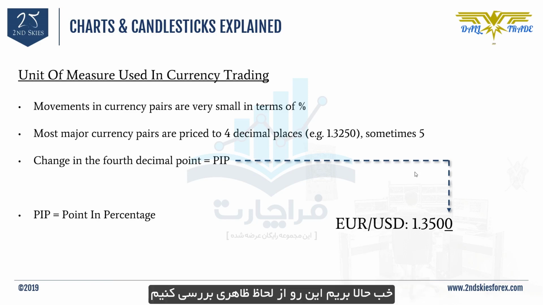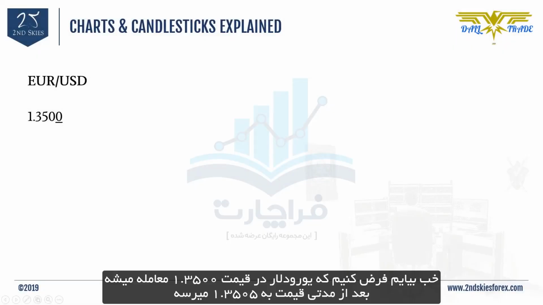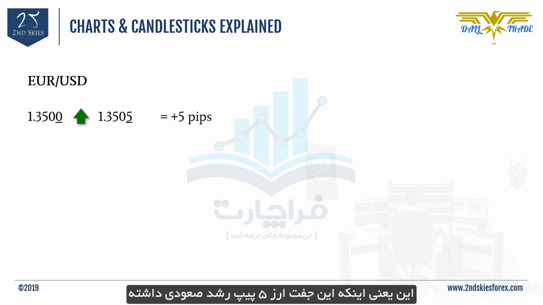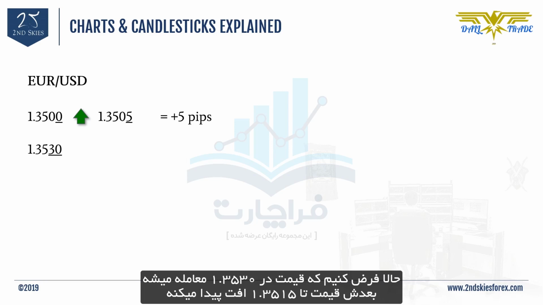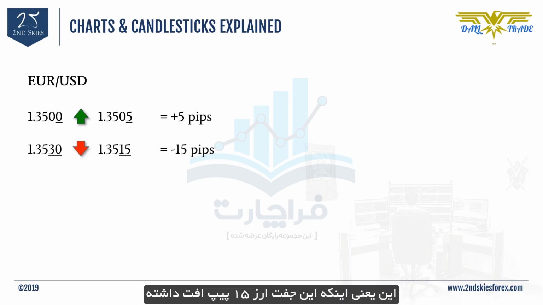Let's have a look at a visual example of this. So let's say, for example, the euro-US dollar is trading at 1.3500 and it moves up to 1.3505. That equals an increase, a bullish move of 5 pips. Now let's say it's trading at 1.3530 and it sells off. It moves down to 1.3515. That equals a decline or a sell-off of minus 15 pips. So a move of 15 pips.